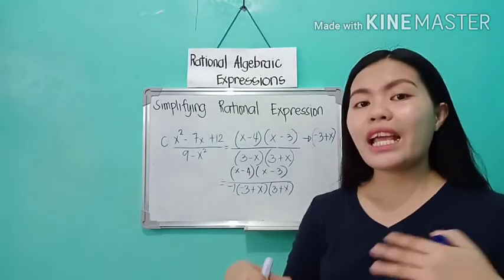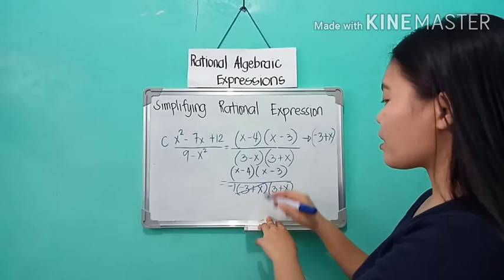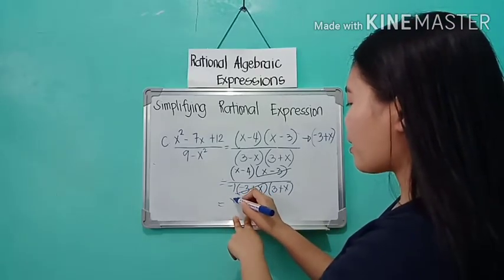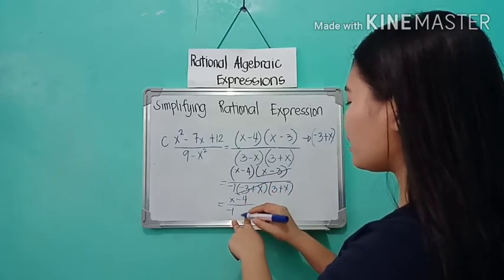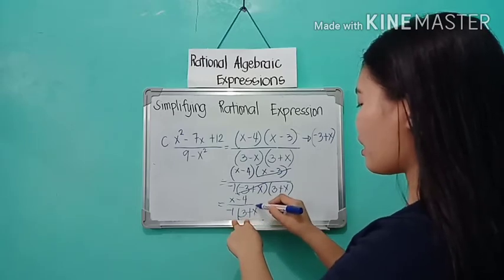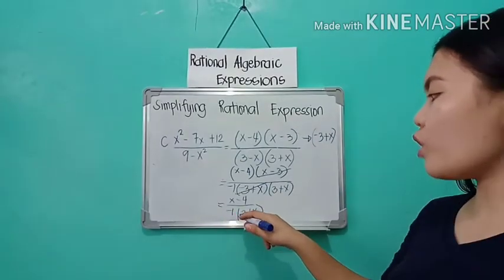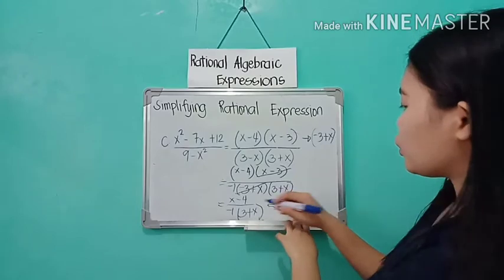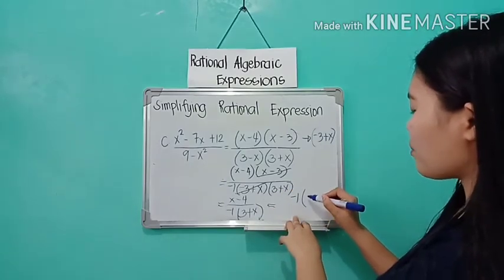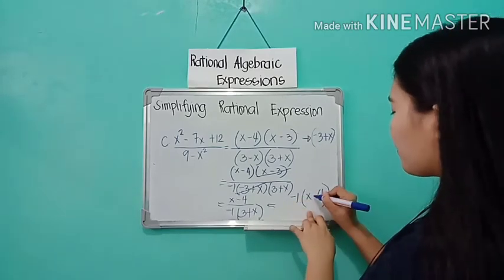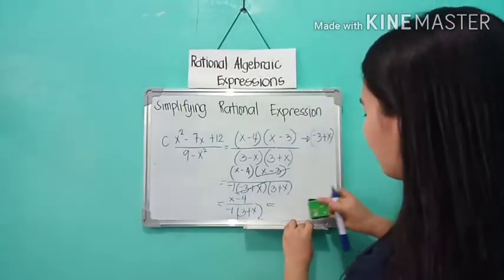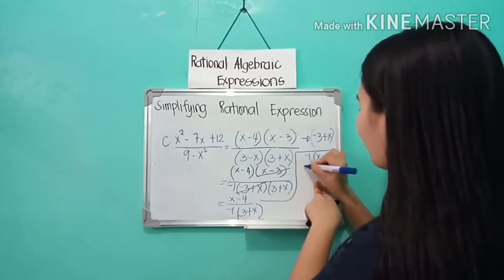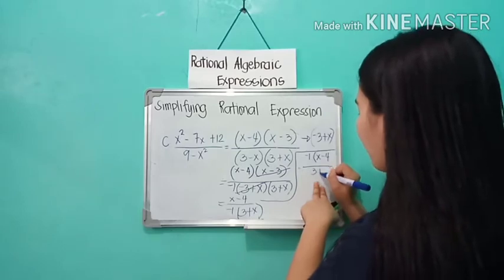So, now we can cancel them. We have here negative 3 plus x and x minus 3. What remains is x minus 4 over negative 1 times 3 plus x. To simplify this negative 1, let's just multiply it by negative 1: negative 1 times x minus 4. Let's arrange this and write it here. So we have here negative 1 times x minus 4 over 3 plus x.